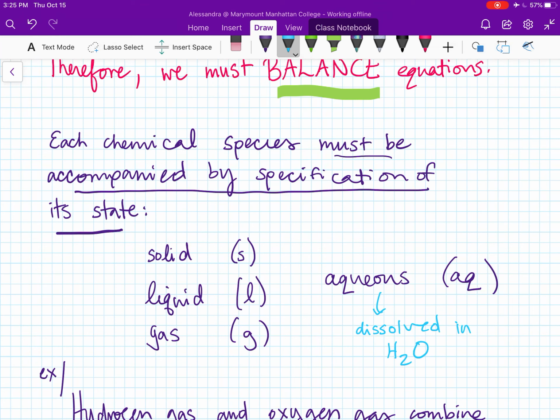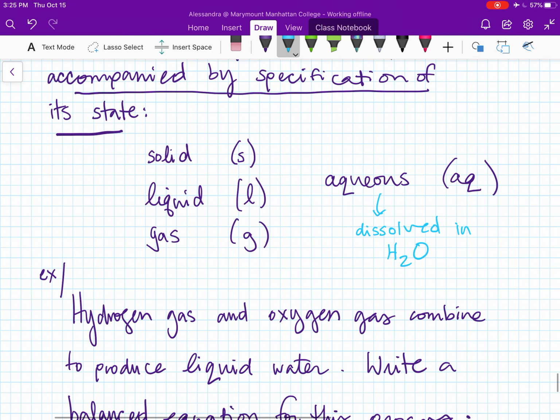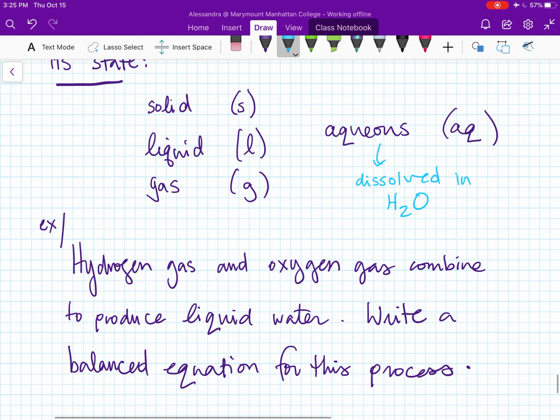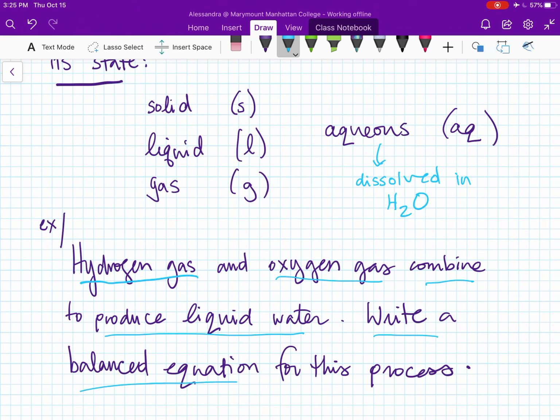So the best way to approach learning how to balance chemical equations is to do examples. And what this involves is translating sentences into chemical reactions. So let's do an example where we have hydrogen gas and oxygen gas combining to produce liquid water. Can we write a balanced chemical equation for that process?